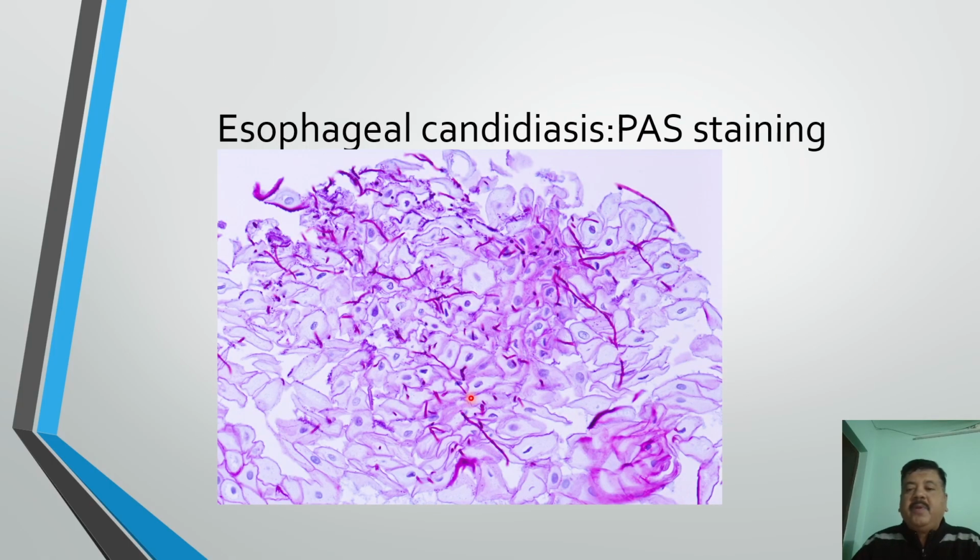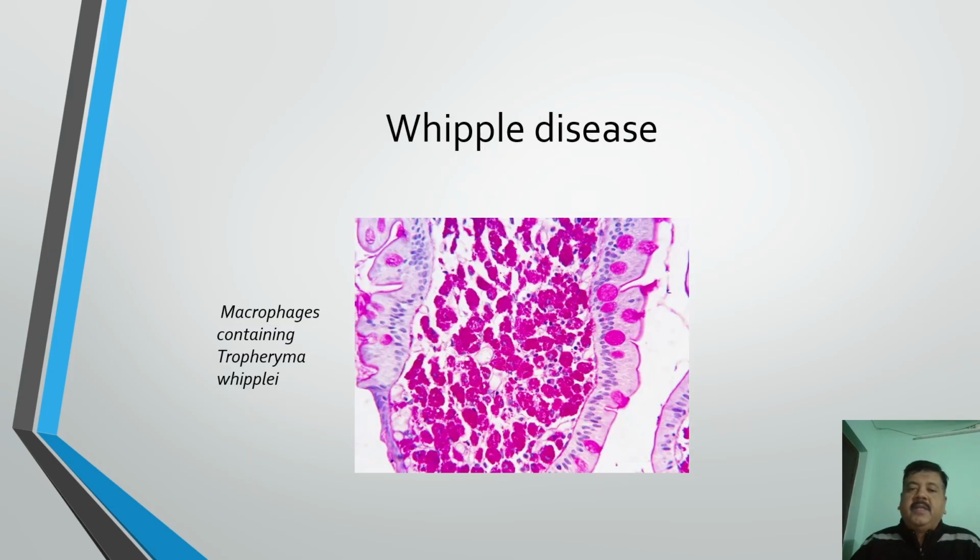This is a very beautiful photograph of a histopathological section after PAS staining. In esophageal candidiasis, you can see the epithelial cells, but here there are pseudohyphae forms of Candida albicans. So this purple-magenta color is taken up by the fungal stain. Then this is Whipple's disease, in which macrophages containing Tropheryma whipplei are seen. So these are the macrophages, stained with Tropheryma whipplei.